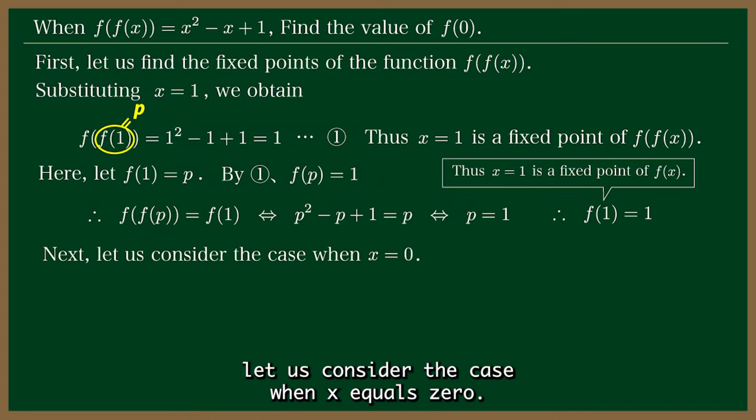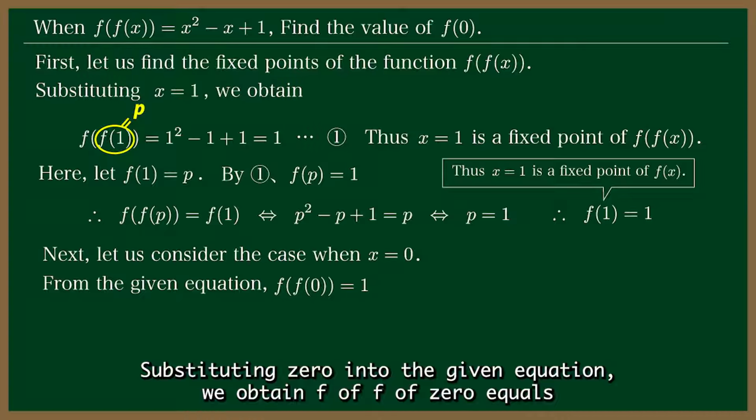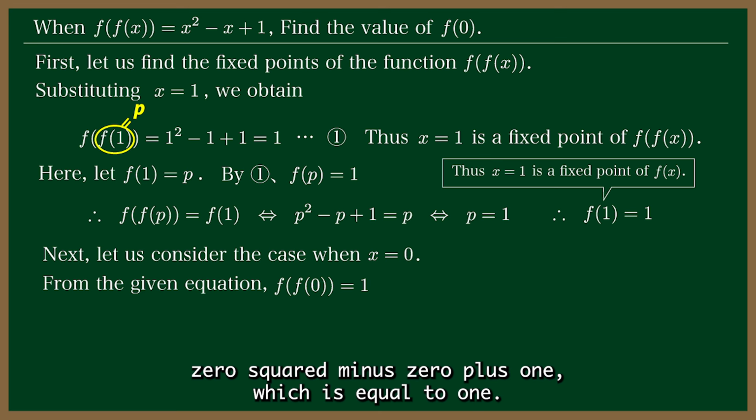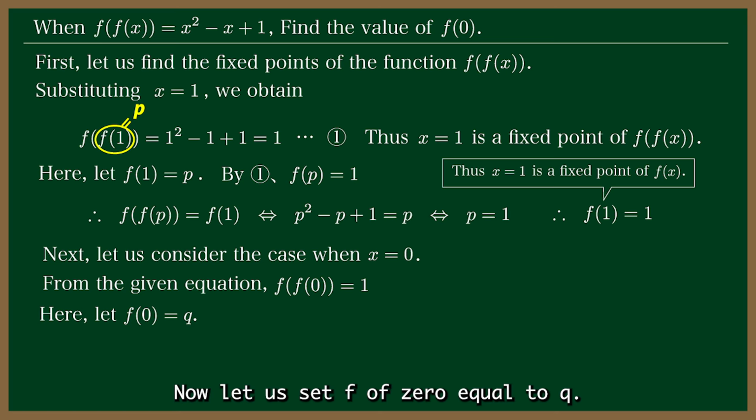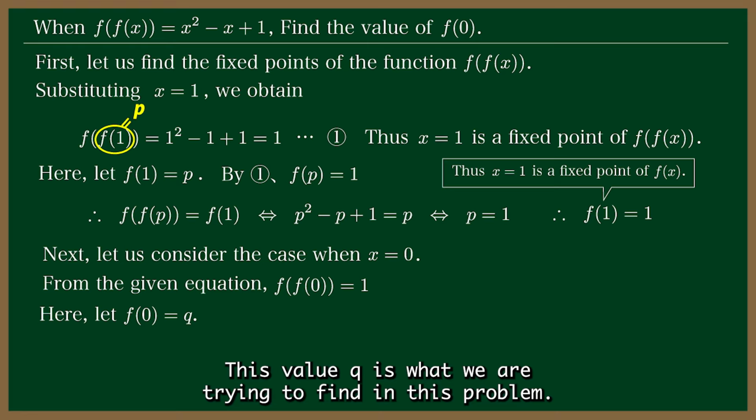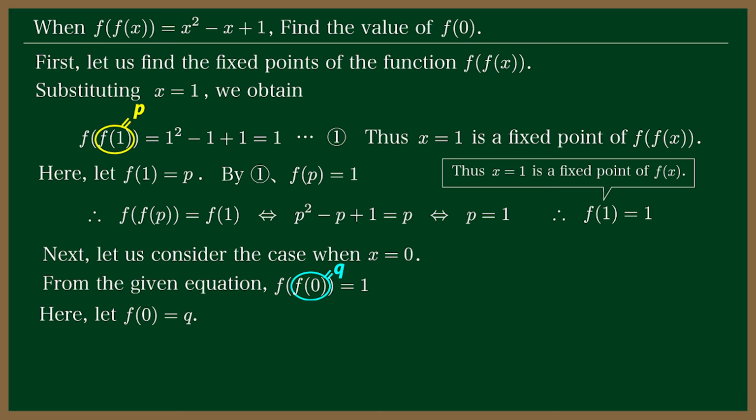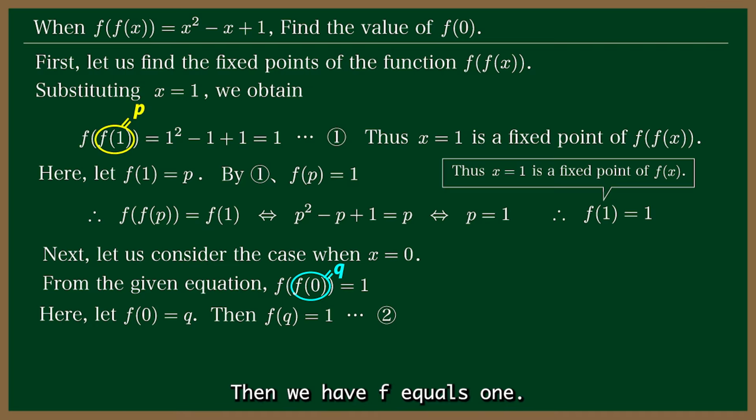Next, let us consider the case when x equals 0. Substituting 0 into the given equation, we obtain f(f(0)) equals 0 squared minus 0 plus 1, which is equal to 1. Now, let us set f(0) equal to q. This value q is what we are trying to find in this problem. Then we have f(q) equals 1. Let us call this statement 2.